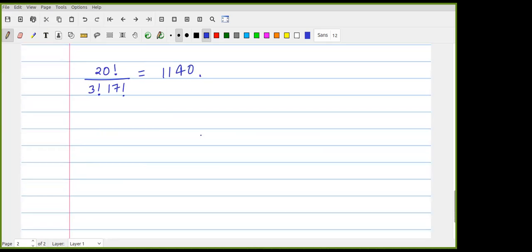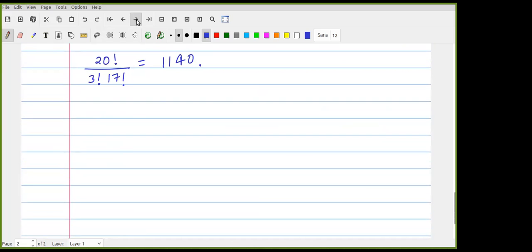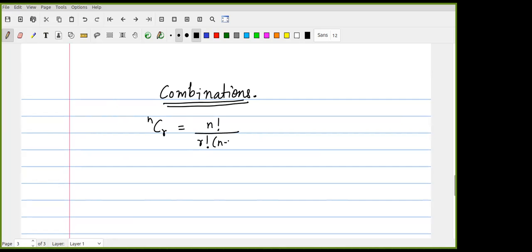Now let us jump to the idea which we are going to use in problems actually, which is combinations. This idea will get more clear when we solve problems, but let me just put it in the very boring way, which is a formula method way. So the formula for this is nCr is equal to n factorial upon r factorial into (n minus r) factorial.